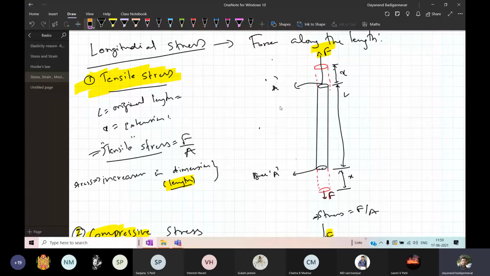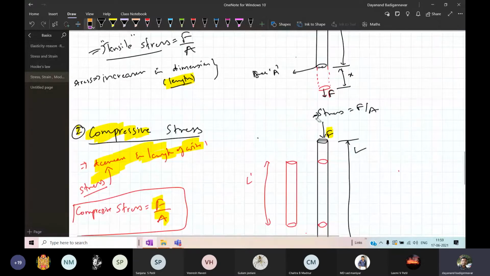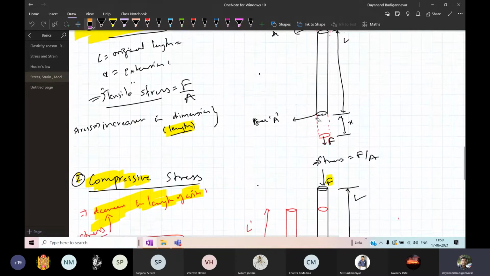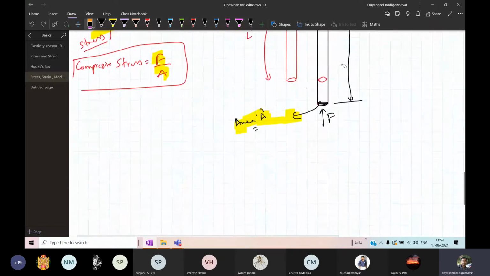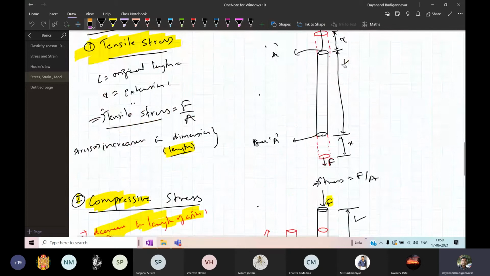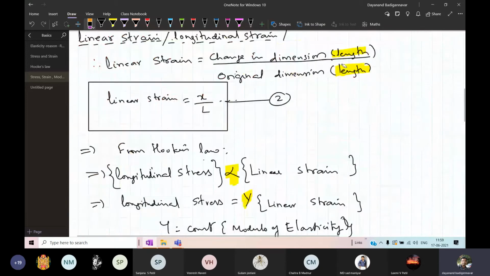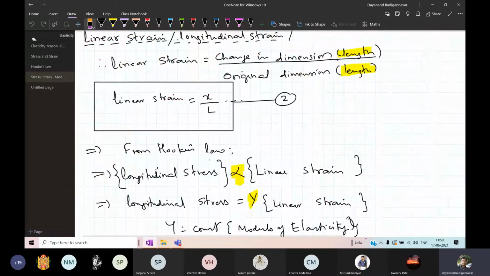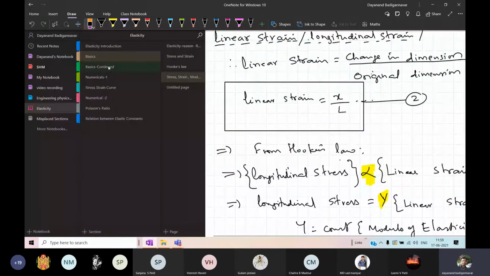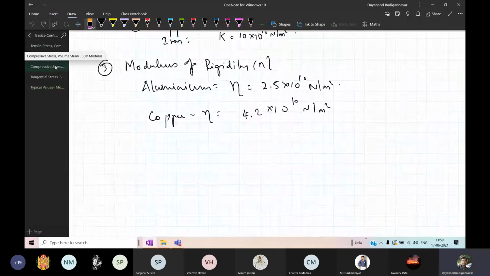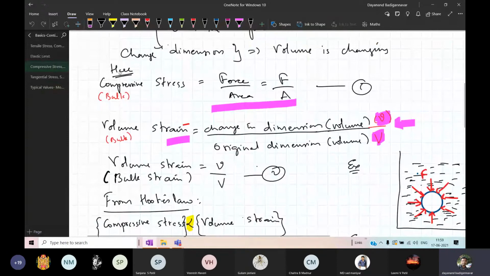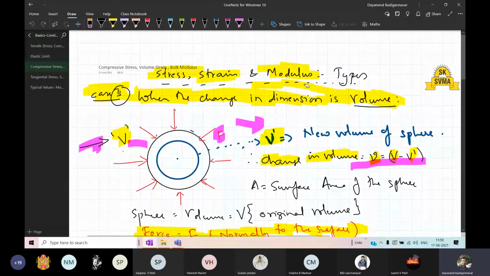So now, Young's modulus we have discussed. Similarly, we have discussed the bulk modulus and modulus of rigidity. Okay, so in the second part, we have considered the bulk modulus. What is bulk modulus? Bulk modulus is nothing but the ratio of compressive stress to volume strain. It is called K.